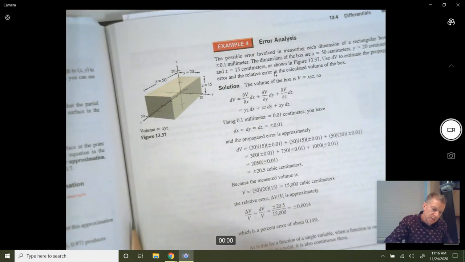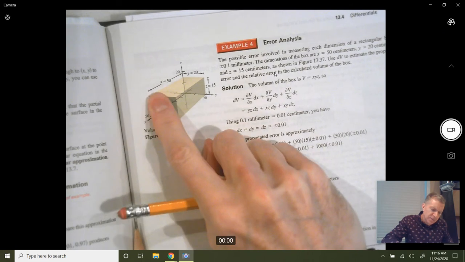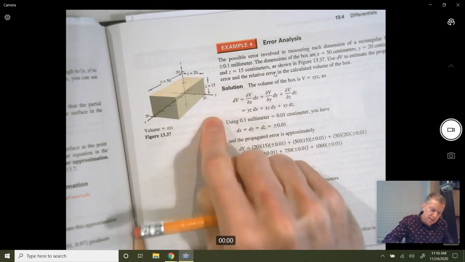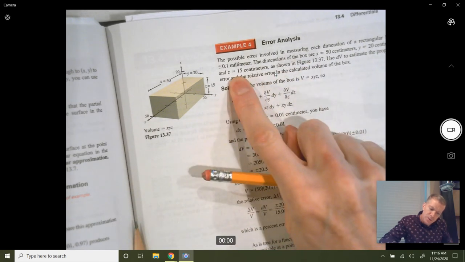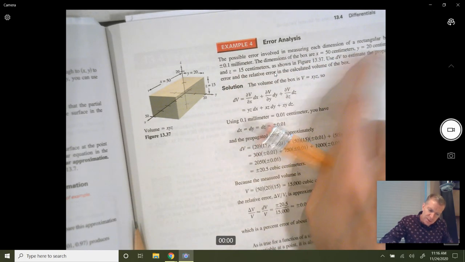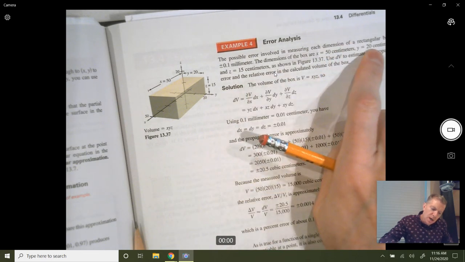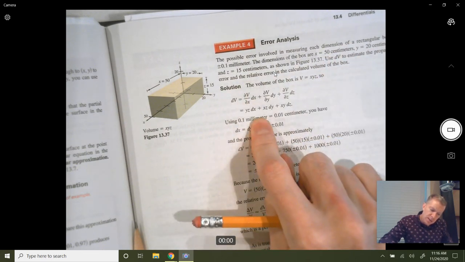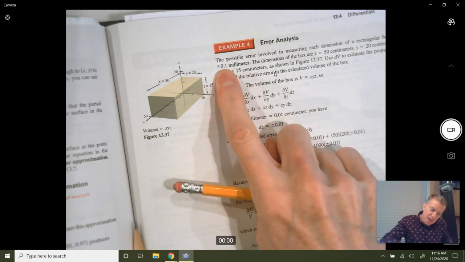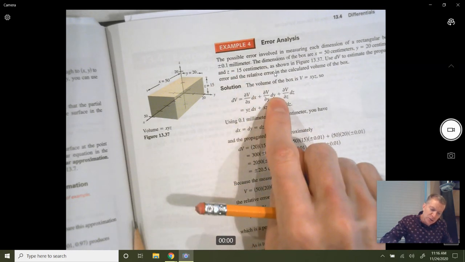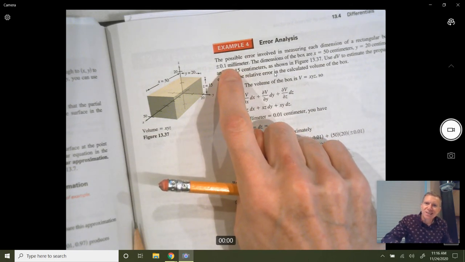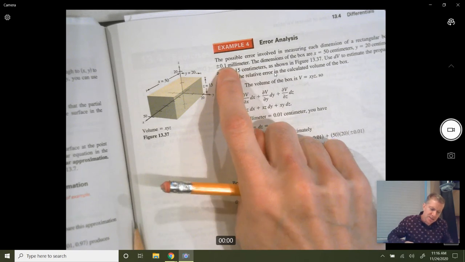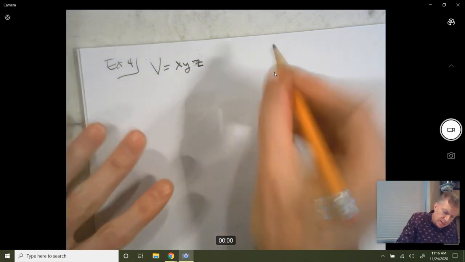If you look at this question, it looks like the x is 50, the y is 20, and the z is 15, and those are in centimeters. So read the units carefully. This book likes to trick you with units. But then the error in calculating each of the sides of the box, so your dx, your dy, and your dz, are all 0.1 millimeters. Okay, so 0.1 millimeters is 0.01 centimeters. So I'm going to change that to centimeters.